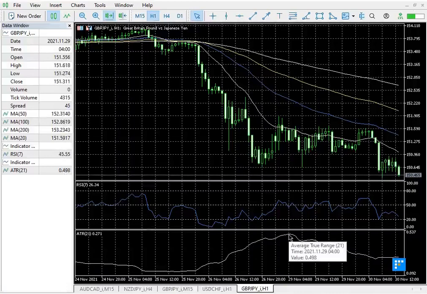So when you look at it here, when you see that the ATR is low around this area and you are trying to enter the market, you know that you are not supposed to expect the market to move much.